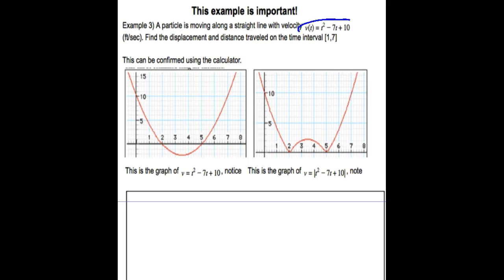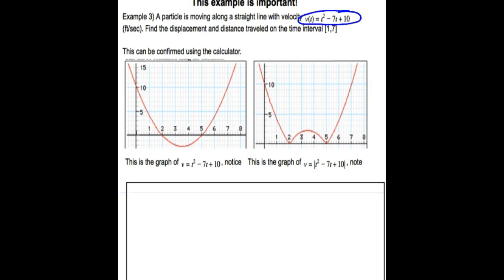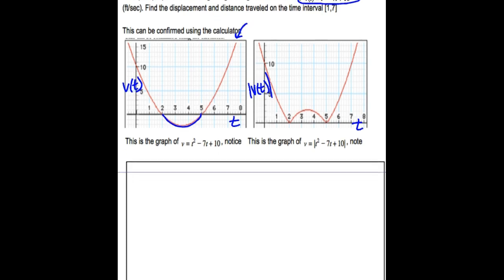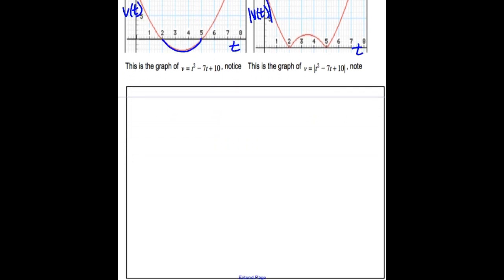So here's my velocity model given by the quadratic equation t squared minus 7t plus 10. Right here you can see the graph of v of t. So this would be t. This would be v of t. It's a graph of all the velocities. This is t. This is actually the absolute value of v of t. So it took all this negative velocity and put it above the t-axis. We are going to answer a couple questions about this. The first one we're going to answer is about displacement. Displacement's easier.